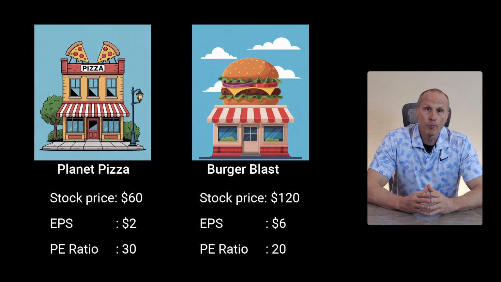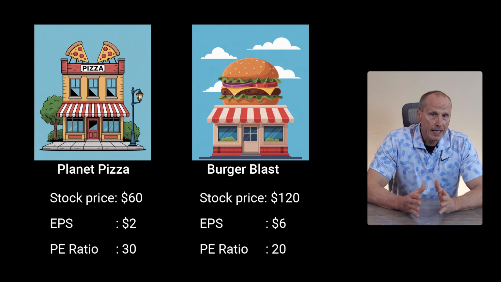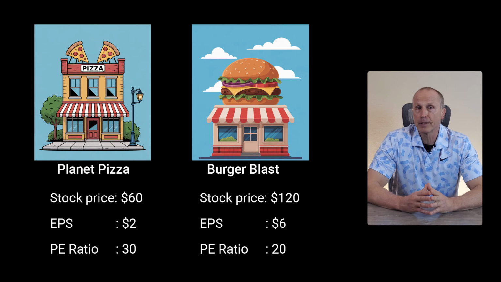At first glance, Burger Blast might seem like it's more expensive because the stock price is double that of Planet Pizza. But the stock price alone doesn't tell you anything about value. Since Planet Pizza's PE ratio is 30, while Burger Blast is only 20, that means investors are paying more per dollar of earnings for Planet Pizza. So even though Burger Blast's stock price is double that of Planet Pizza, its lower PE ratio suggests it could be a better value, while Planet Pizza might actually be overpriced.